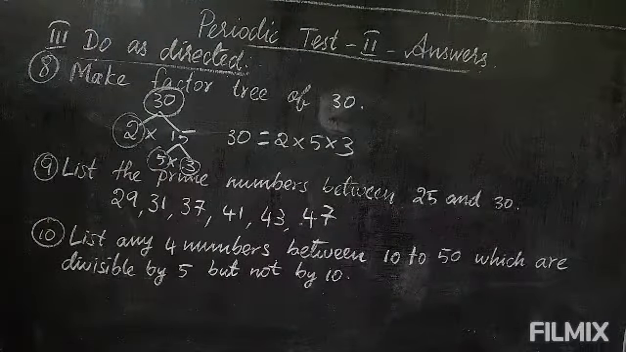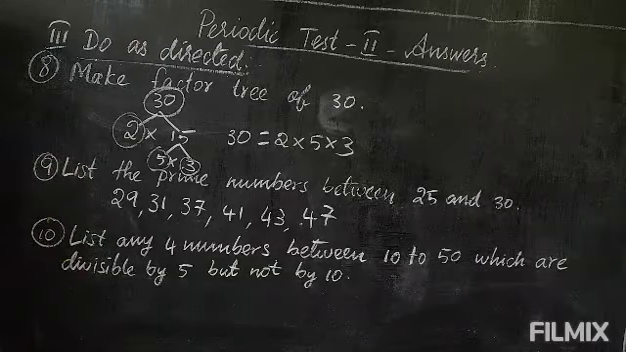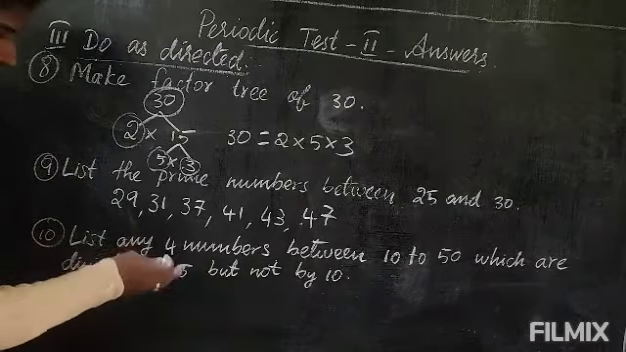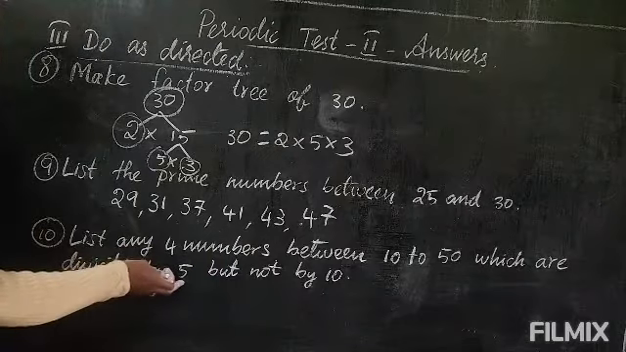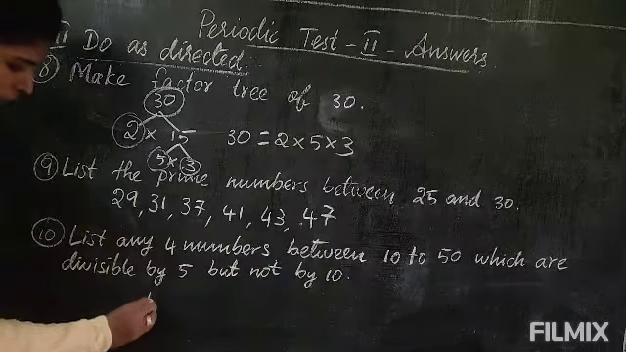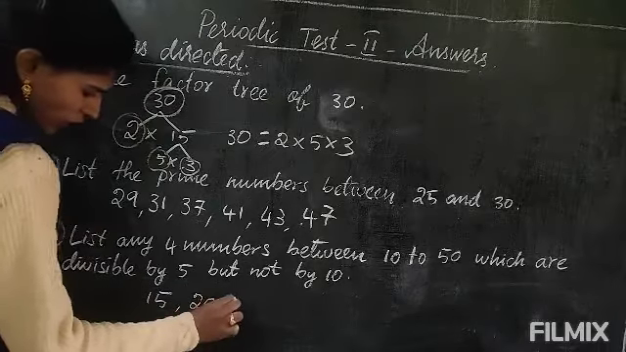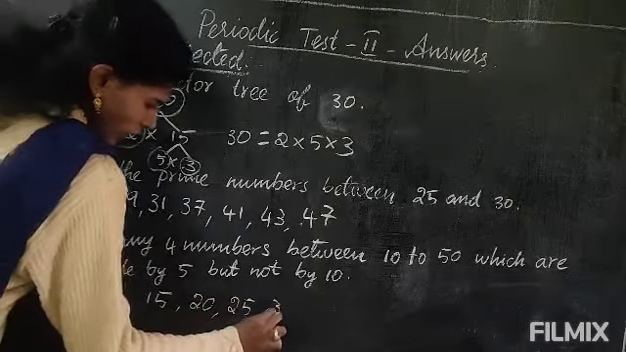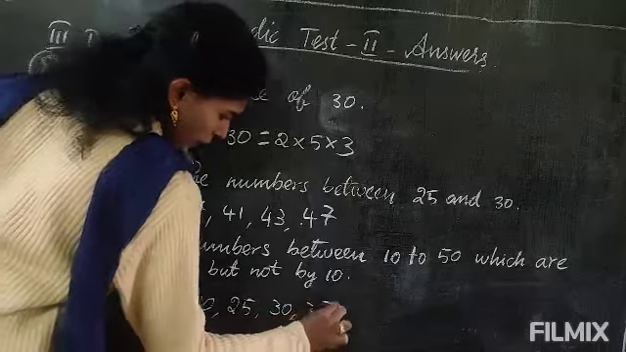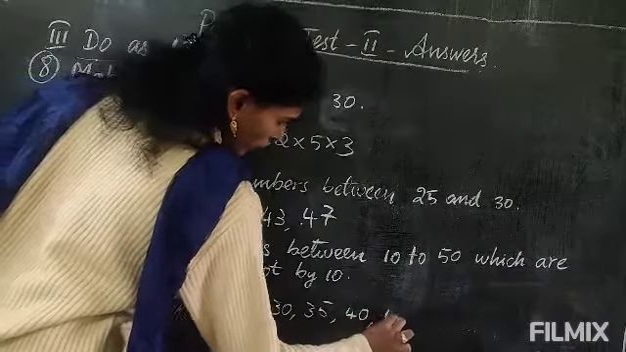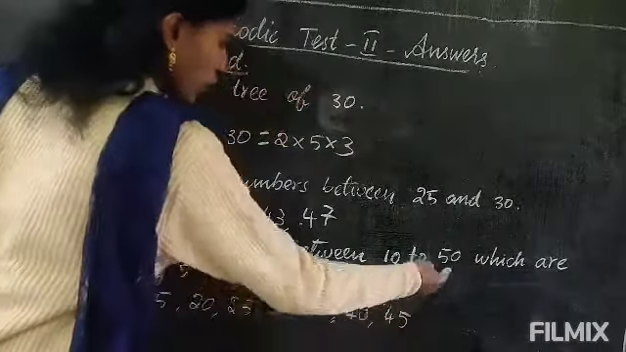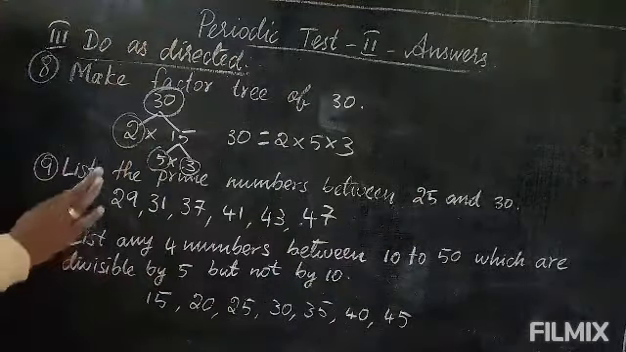List any 4 numbers between 10 to 50 which are divisible by 5 but not by 10. So first let's write the numbers divisible by 5. After 10, the next number divisible by 5 is 15. Then after that 20, again 25, 30, 35, 40, 45. Only between 10 to 50, so 10 and 50 should not be written, only these.